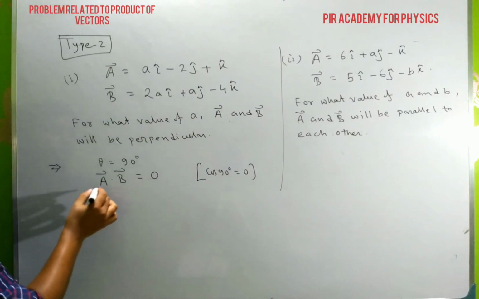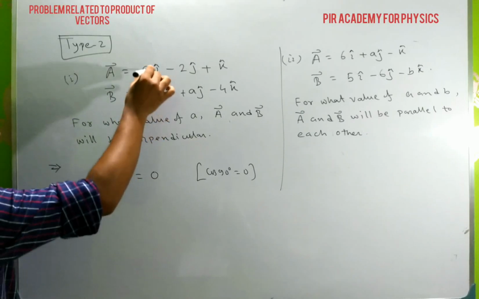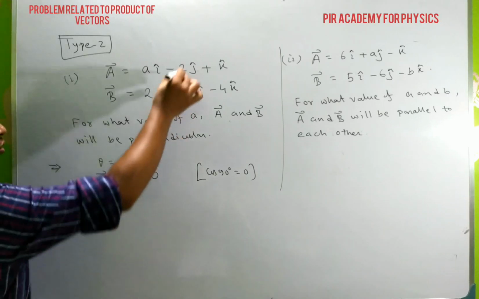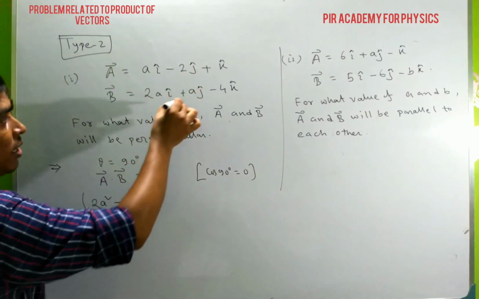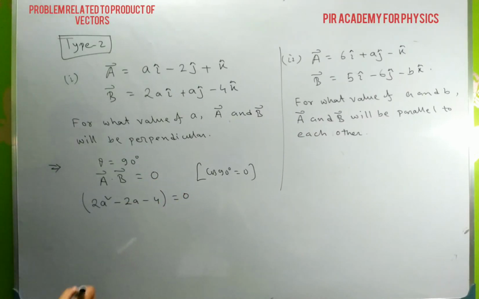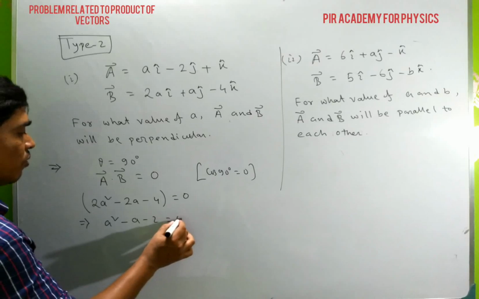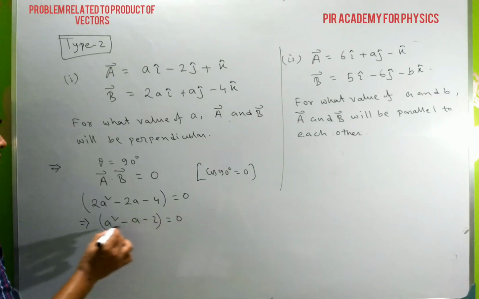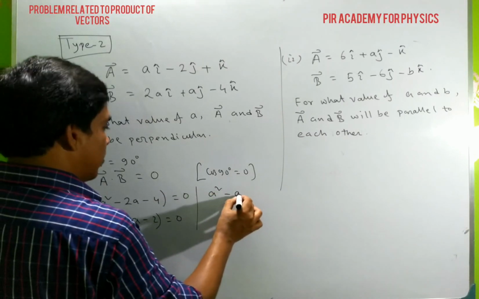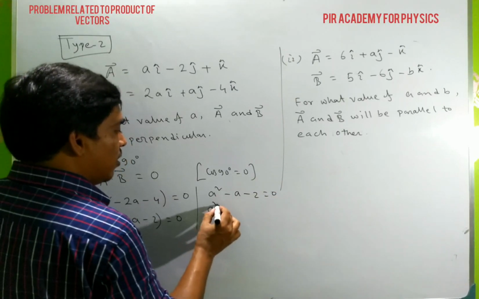Here you can calculate a dot b. That means a into 2a, i dot i, 2a square. Here minus 2a multiplied by a, 2a. Here minus 4 equals to 0. That means 2a square minus 2a minus 4 equals to 0. Here 2 is common. Then a square minus a minus 2 equals to 0. You can easily determine the value of a.